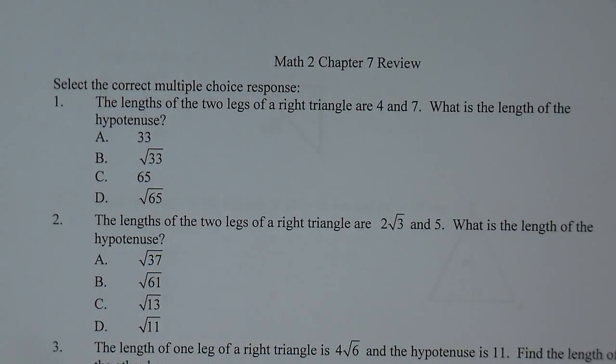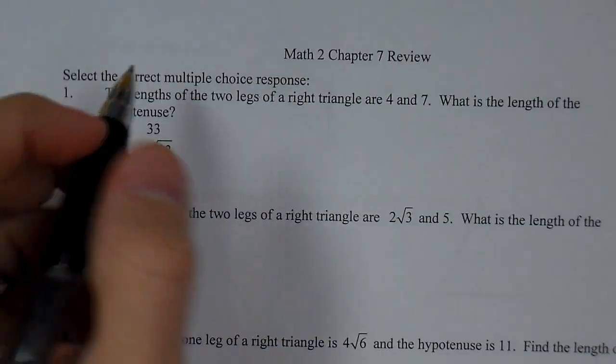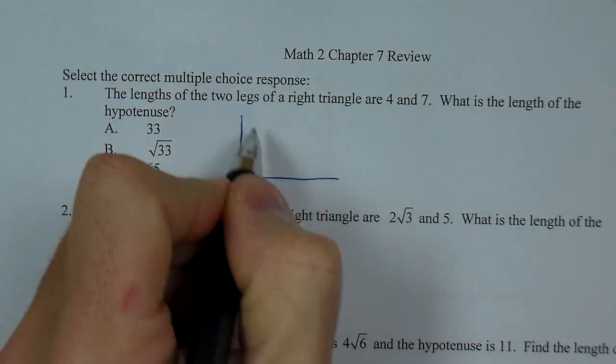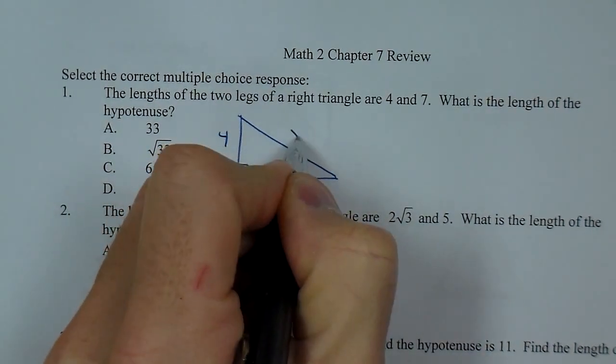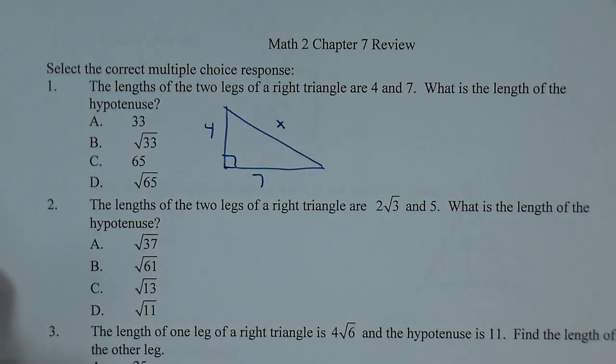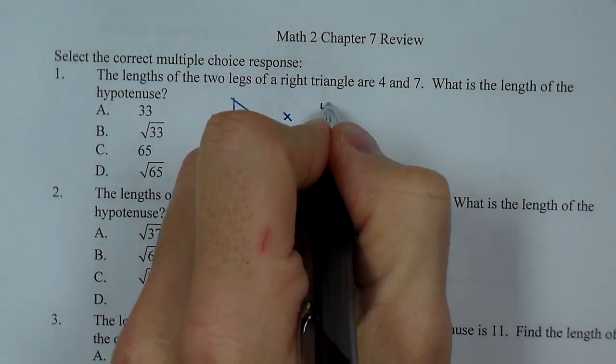So we're looking at the Math 2 Chapter 7 review. This is focusing on right triangles and trig. Number 1, we have the lengths of two legs of a right triangle are 4 and 7. We need to find the length of the hypotenuse. Whenever we're looking at just sides and no angles involved, it's going to be a Pythagorean theorem.